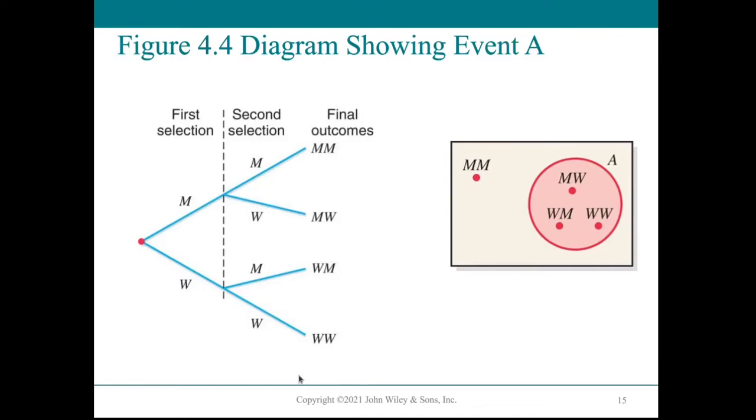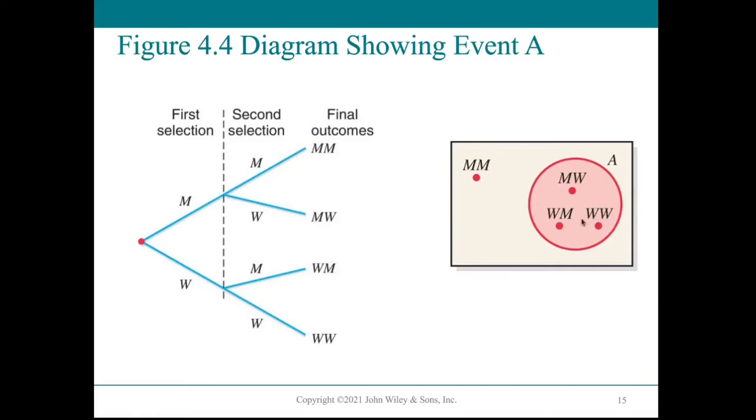Since the idea is at most one man, it's just a maximum of one. So 0 is considered also. So these three outcomes are the event A, where at most one man is selected. This is an event that consists of three possible outcomes. So this is called the compound event.